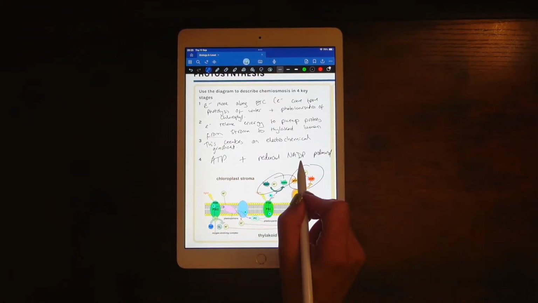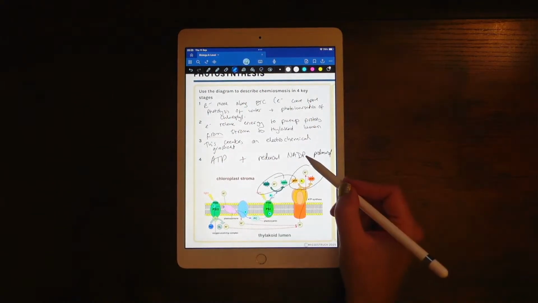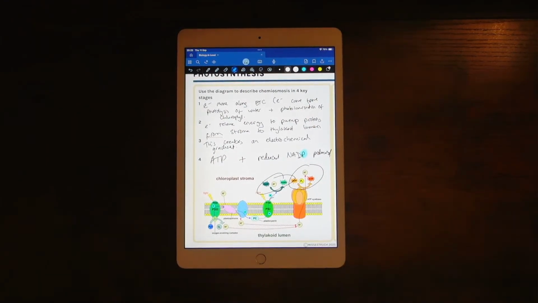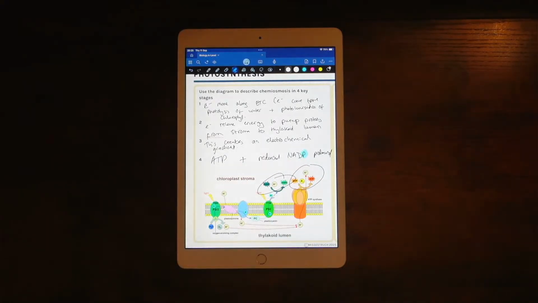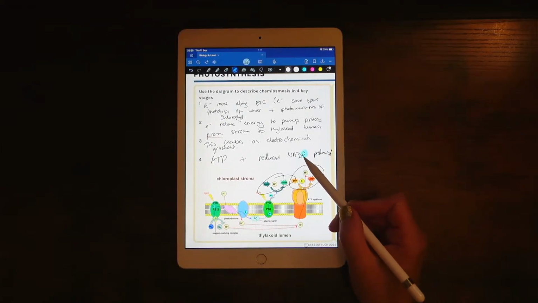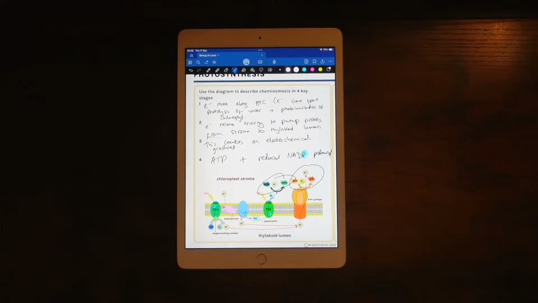Also, just to help you, you have the coenzyme NADP in photosynthesis, but you have the coenzyme NAD in respiration. The way to remember it is think P for photosynthesis. So P for photosynthesis, NADP.